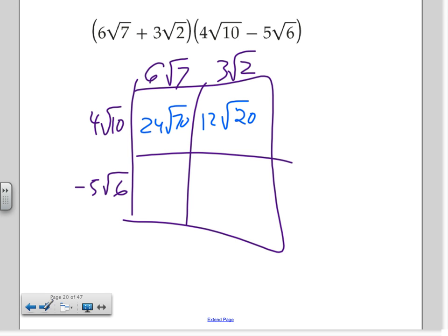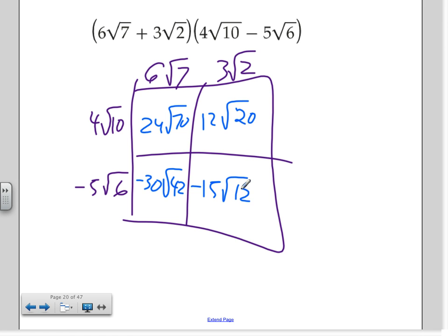We break down to 70, what do you have? Well, actually, if you want to multiply that first, fine, and we'll take care of it later. Let's multiply first then. What do you get here? Negative 30 rad 42. And over here? Negative 15 rad 12.